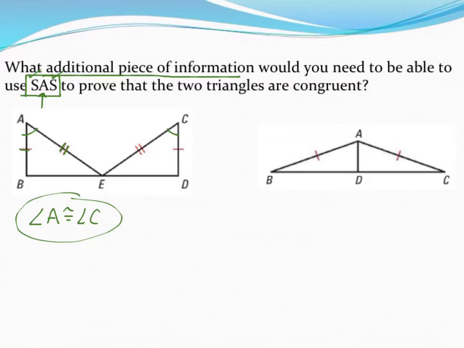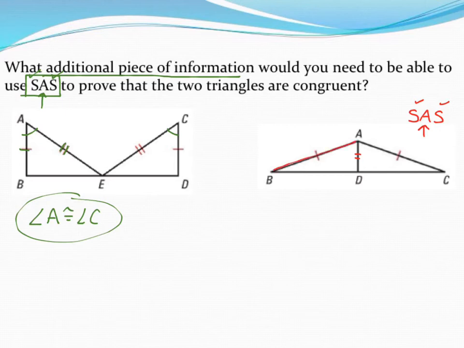Okay. In the second diagram, again, it looks like there's only one tick mark, but I disagree. I think there are actually two things we already know, because remember, we can add the tick mark for the reflexive property. So that piece is congruent to itself, and so once again, I have the two sides for side, angle, side. So all I need then is the angle right smack dab in between those two.